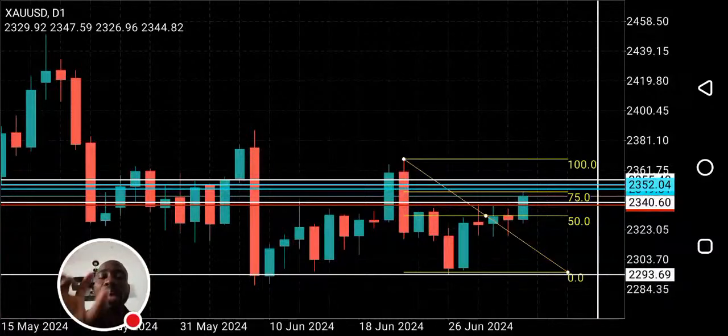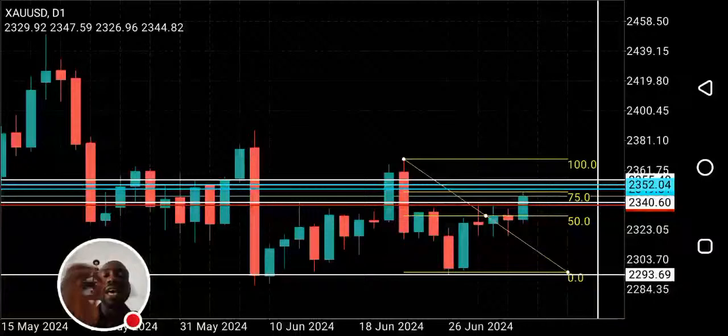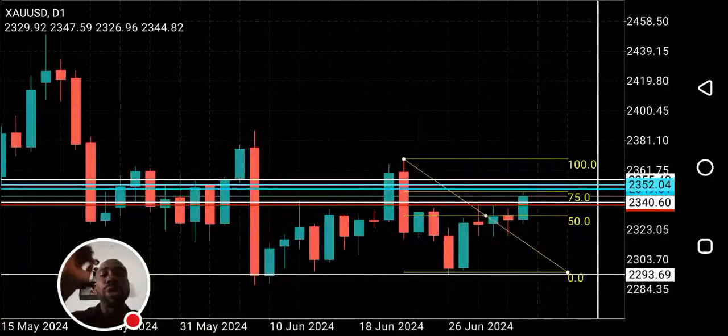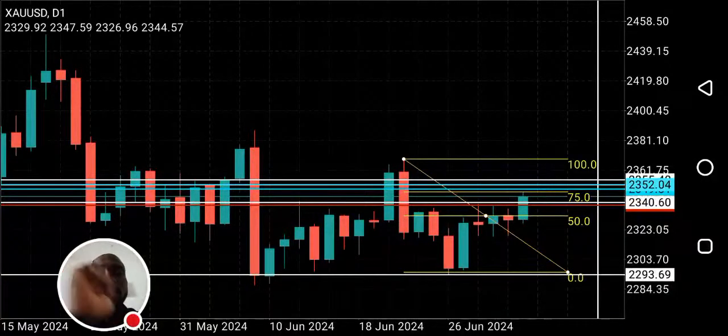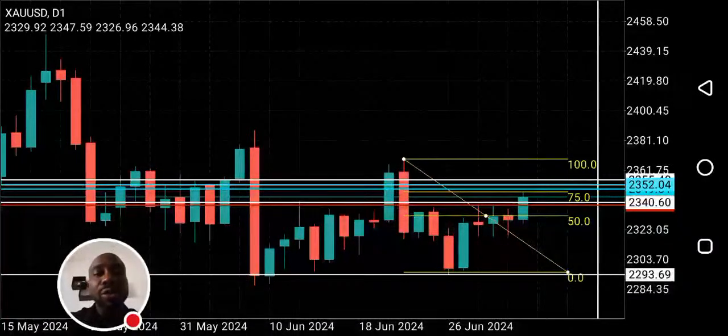You could apply your Fibonacci after the shift in market structure. Apply your Fibonacci and wait for price to pull back to a premium level before you sell.